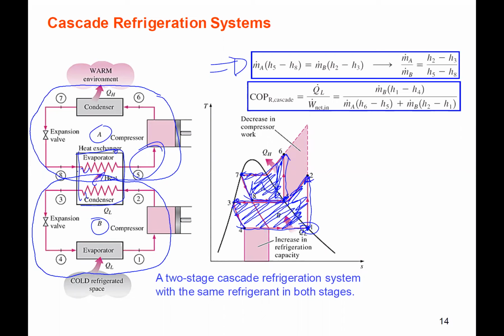If we were trying to do this with one cycle, so if we were just using 1, 2, 3, and 4, just one compressor, condenser, expansion valve, and evaporator, we would have had to go all the way up here to 7, and then 7 would have had to go all the way down here. So we would have had a decrease in the refrigeration capacity and more compressor work.